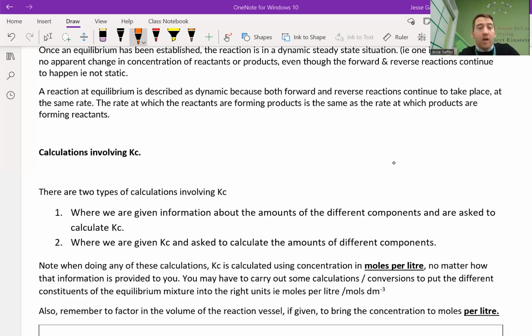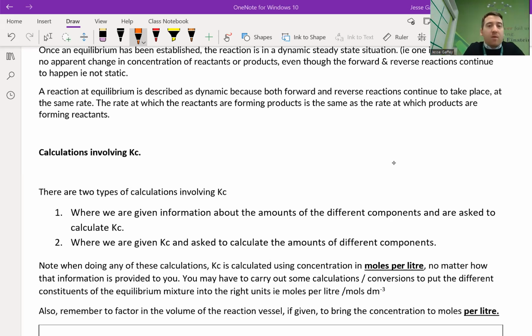In this video, we are going to look at calculations involving the Kc expression, or the equilibrium constant expression. In the previous video, we learned how to write these expressions, and this is often part of the exam question as well. Then in the next step, it'll ask you to use that Kc expression that you've written in order to solve a problem.